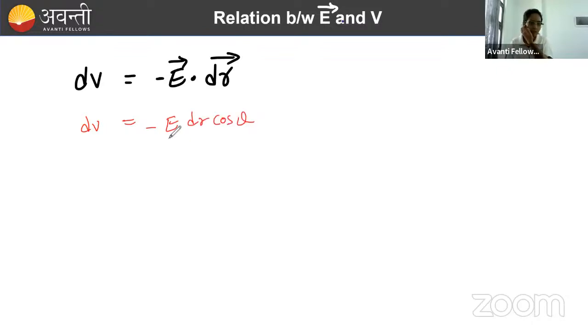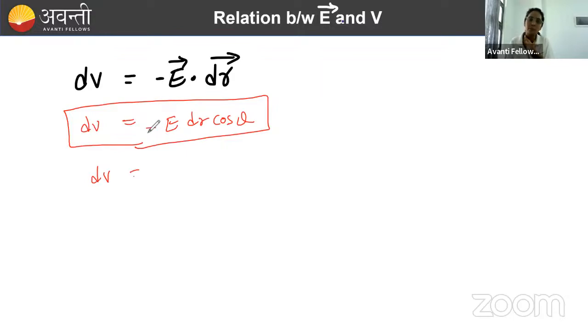What is the significance actually? Its very important significance is that dV will be minimum. Why am I saying that? Because here there is a negative sign. So dV is going to be minimum when E is max, dr is max, and cos theta is max. Suppose E and dr are fixed. So E dr cos theta will be maximum when cos theta is maximum, and cos theta will be maximum when theta is equal to 0 degree. Cos theta is minimum when theta equals 180 degree.